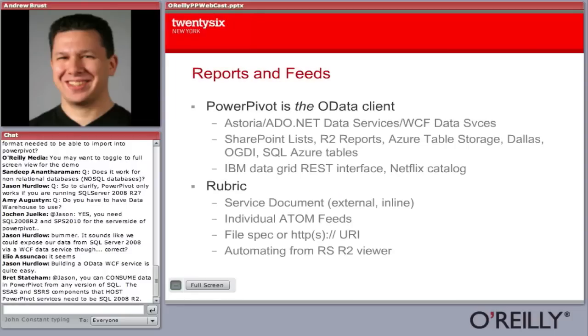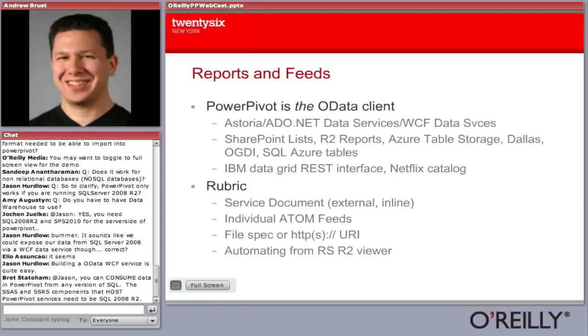So as I said, PowerPivot is the OData client. Again, the code name for all this stuff was Astoria several years ago. Then it became ADO.NET Data Services. Now it's called WCF Data Services. That's on the Microsoft side. OData is the WCF Data Services Atom format and wire protocol published as an open standard so that other platforms can implement. And there are OData implementations now for Java, for PHP, and for other platforms as well.